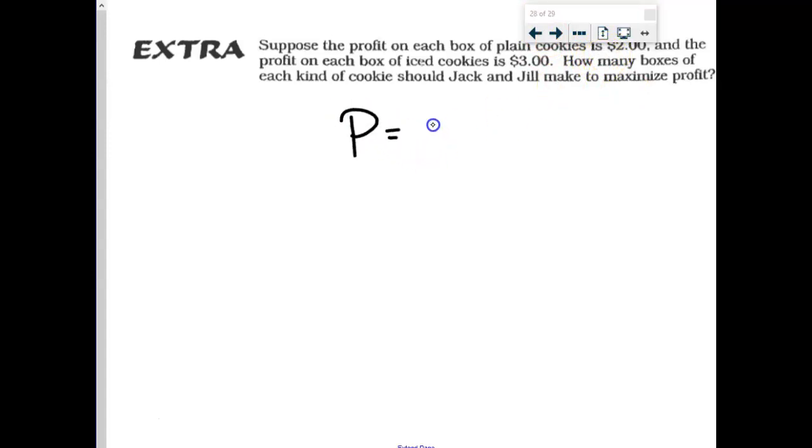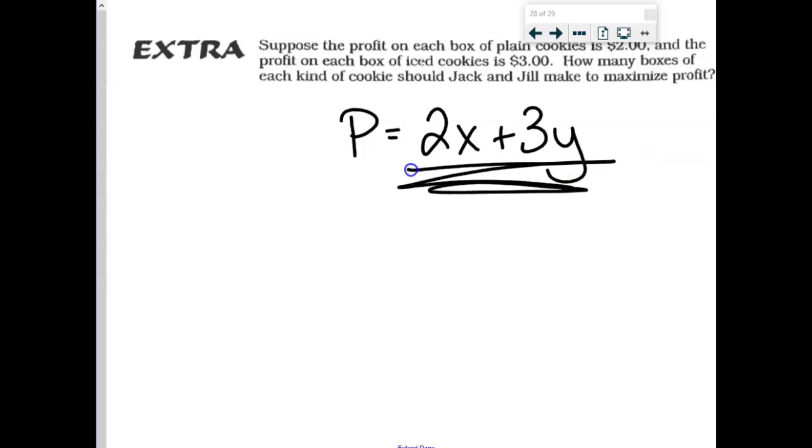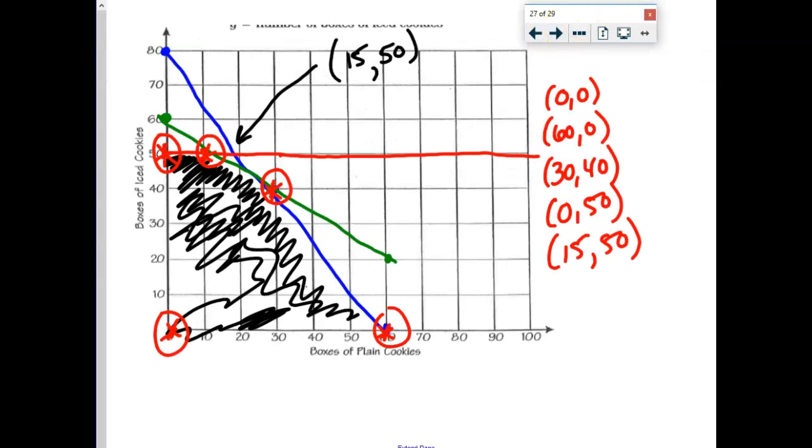So profit is found by $2 for every plain box and $3 for every icing box. This is how we can calculate how much money they're making. What we need to do, though, is go back to those 5 ordered pairs that we just found and figure out which one of those situations will give me the most money, because that's what I want. I want to make a lot of money.